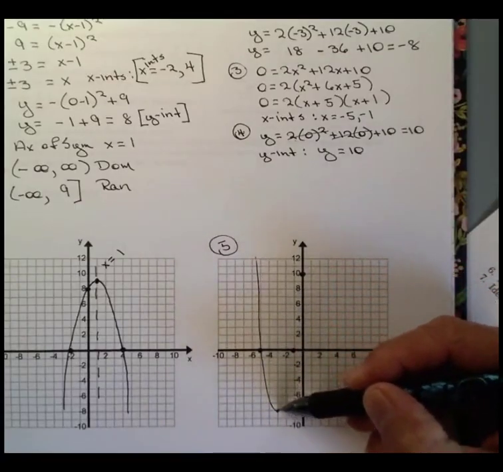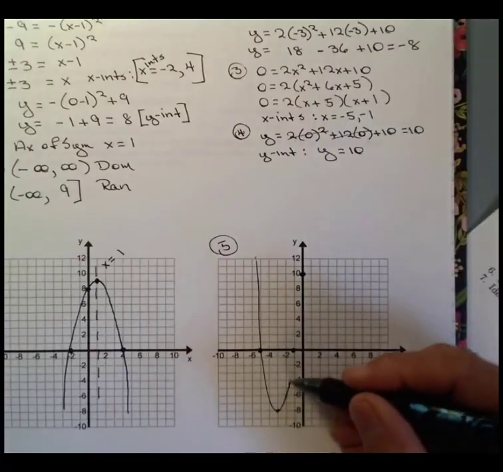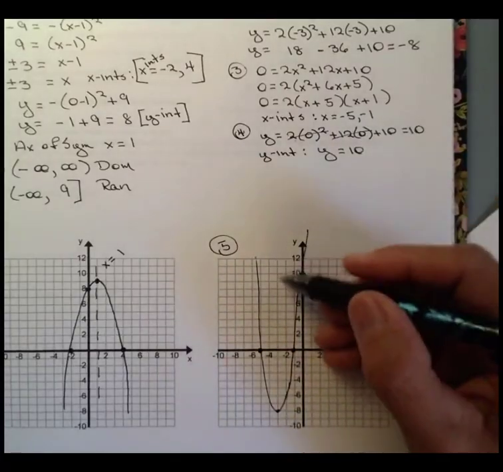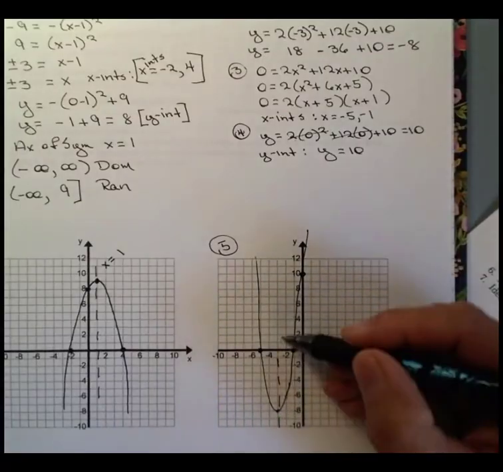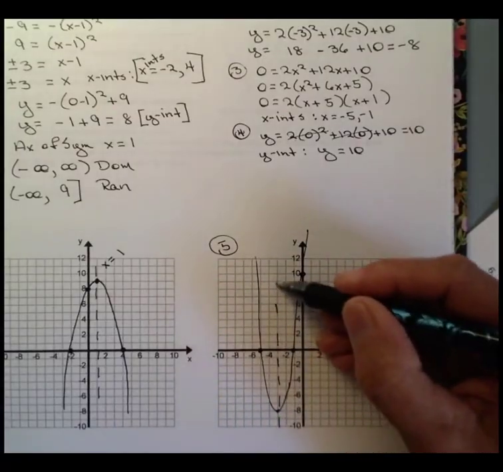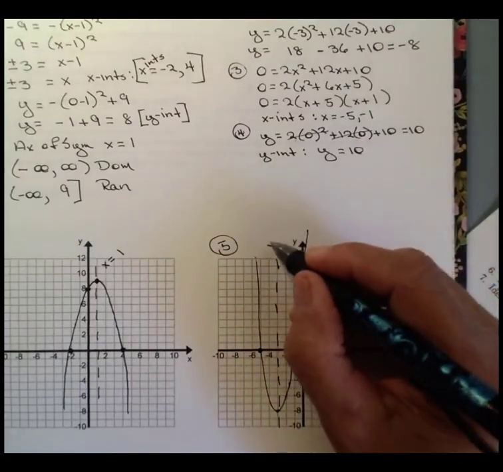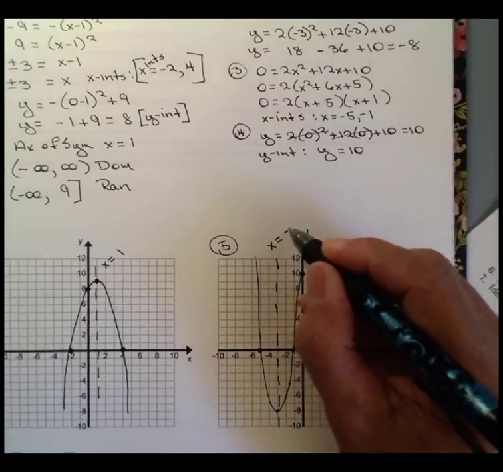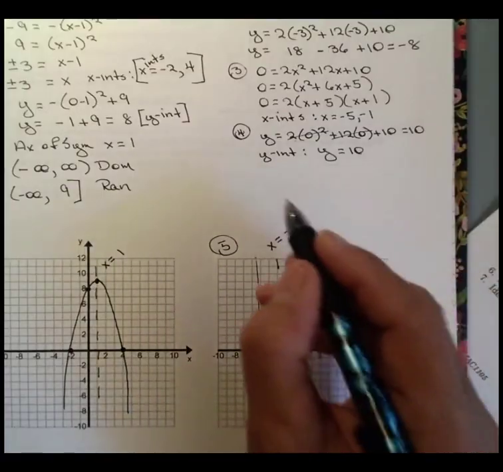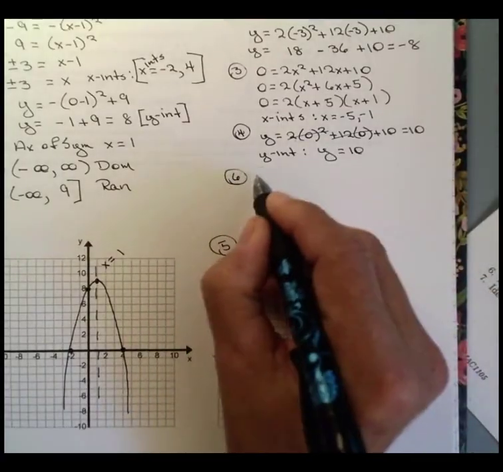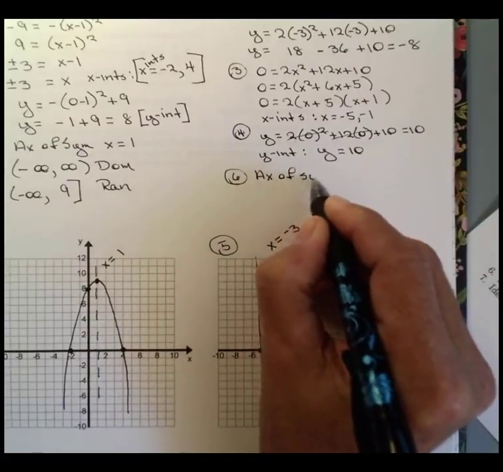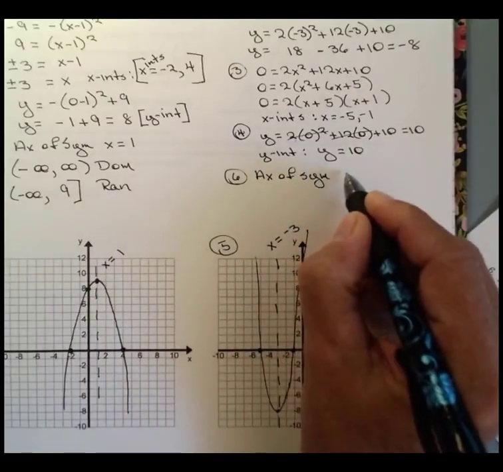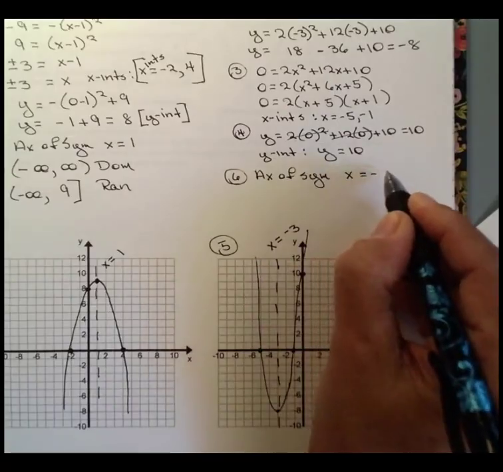I'm just going to see if I can draw it as evenly as possible. Of course, it would split right around the axis of symmetry, which is here, going through the vertex. And that axis of symmetry is where x is equal to a -3. That was question number 6. So I'll say the axis of symmetry is x equals -3.